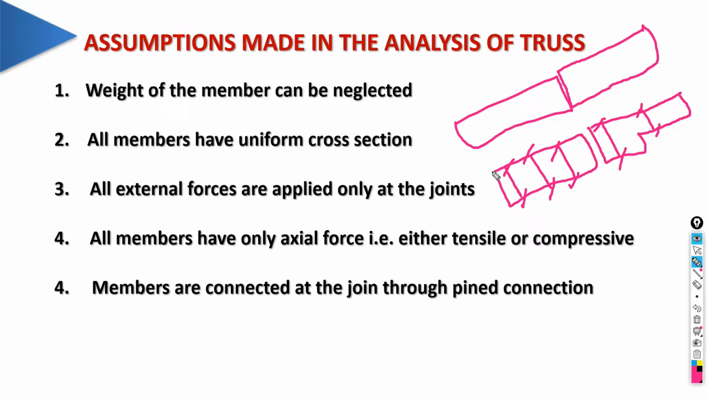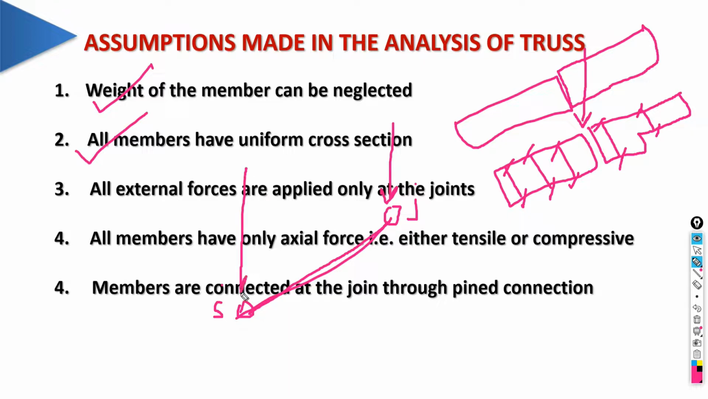The size of the section throughout should be uniform. So this will be the first assumption. Second assumption is this one: all the forces will be at the joints only. It will not be like that. Suppose this is one element, and this is one end, I, and this is the other end, J. Always your load is going to be concentrated at this point and at this point, and that you have to consider.